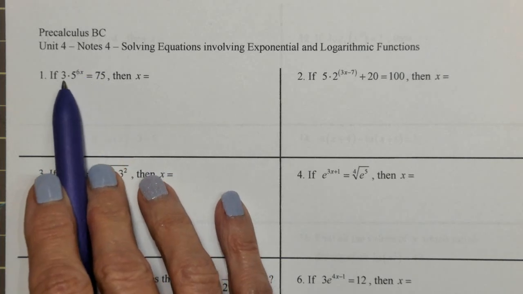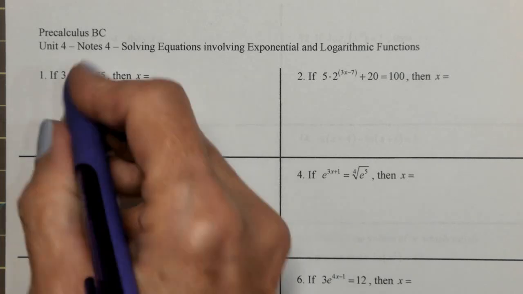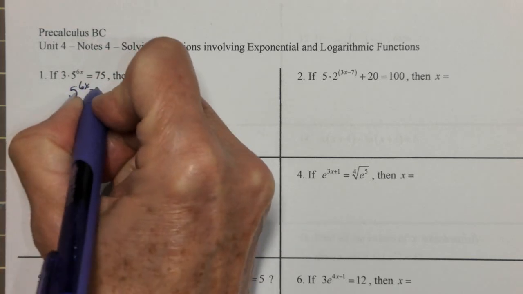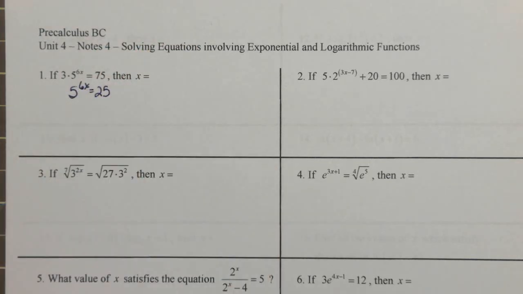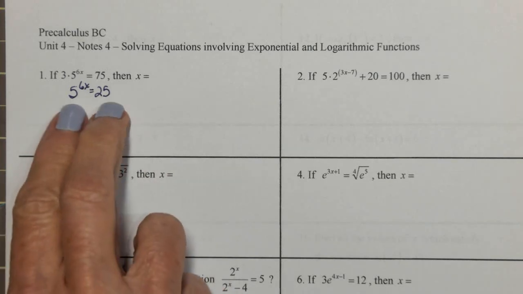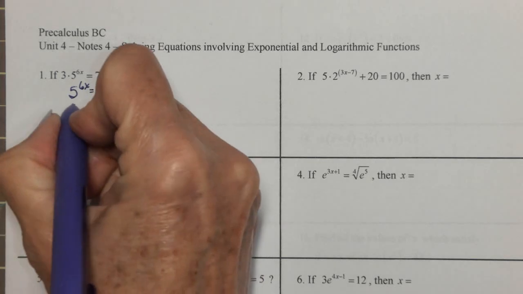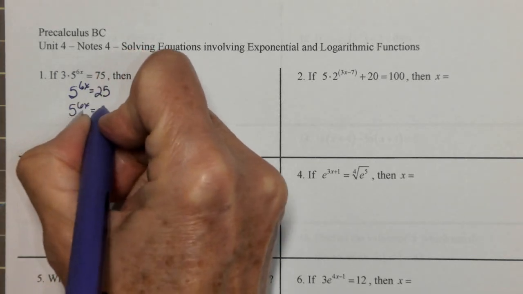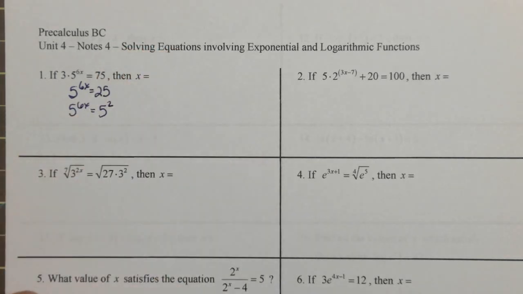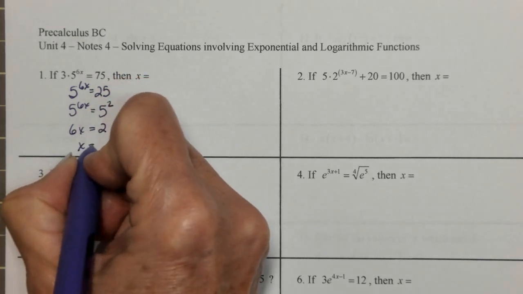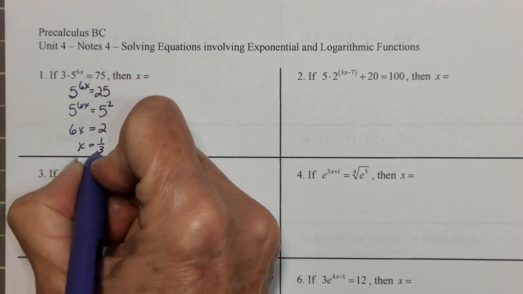I'm going to begin by dividing both sides by 3. If I divide both sides by 3, I'm going to have 5 to the 6x is 25. And now I notice something. I notice that 5 and 25 can be written with the same base: 5 to the 6x and 5 squared. If the bases are the same, their exponents have to be equal. It just makes sense. So 6x must be 2 and x must be 1/3.